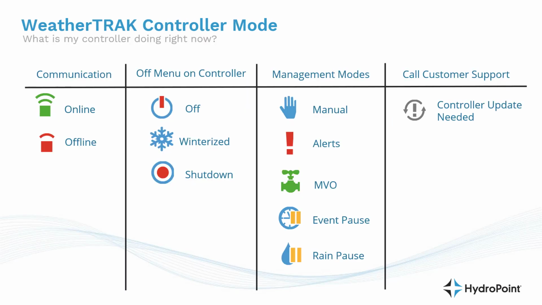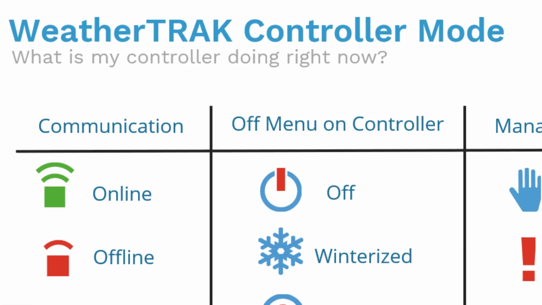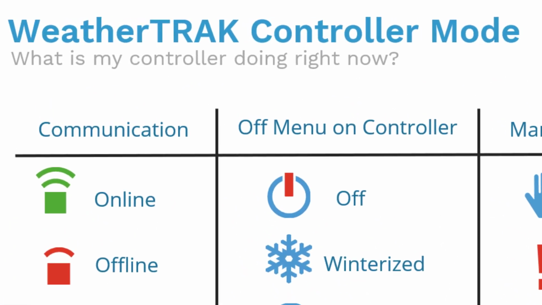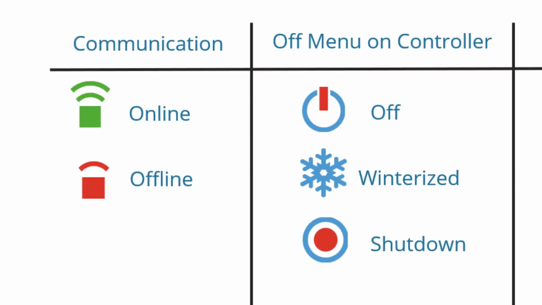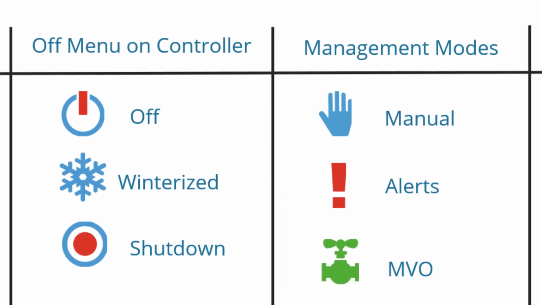To begin with, when talking about the WeatherTrack controller mode, you're talking about what the controller is doing in the field right now. Most frequently, this is telling me about the communication status of the controller, telling you whether it's online or offline, right? Or communicating or not communicating. But today we want to discuss a few controller modes that you can manage from the off menu at the controller or standing at the WeatherTrack. Specifically the off, the winterized, and the shutdown.